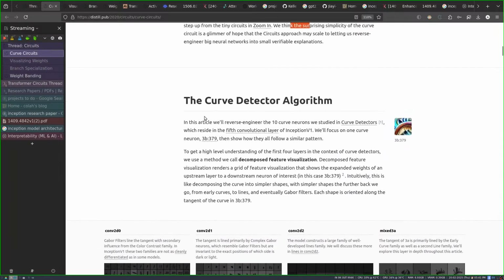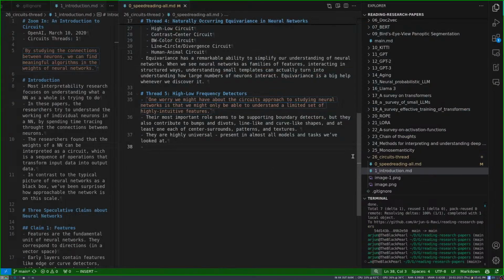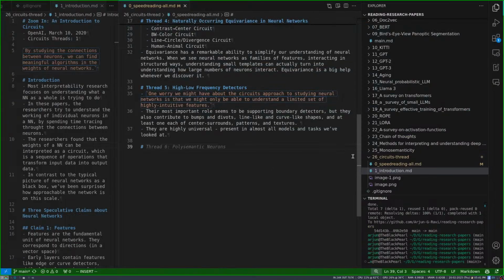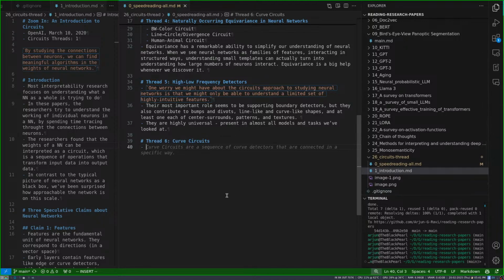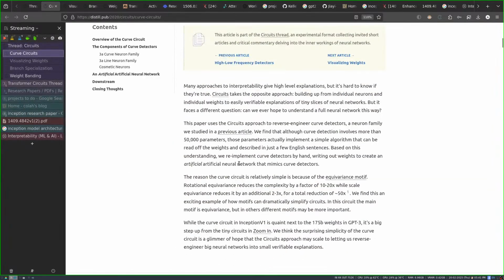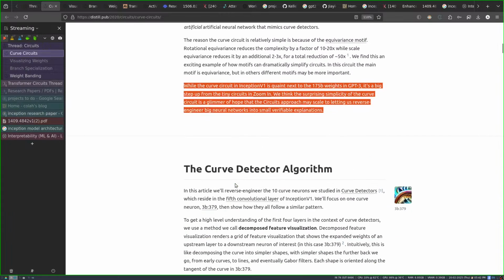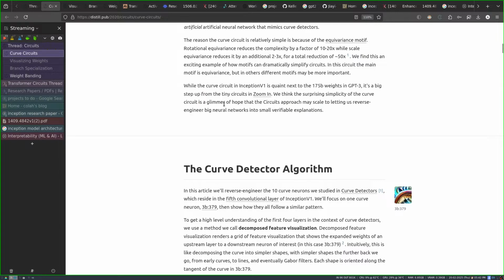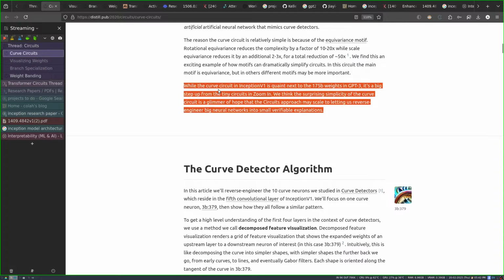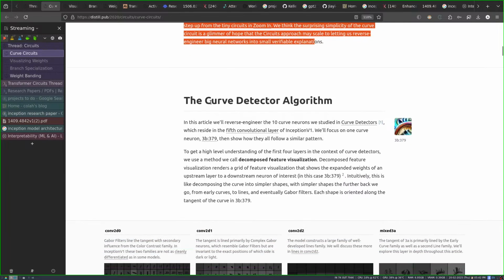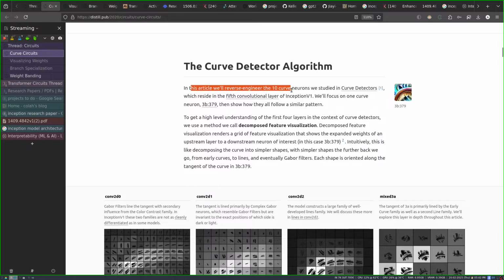Curve detection algorithm. In this article, we are reverse engineering the 10 curve neurons we studied in the earlier article, which reside in the fifth convolutional layer of Inception V1.